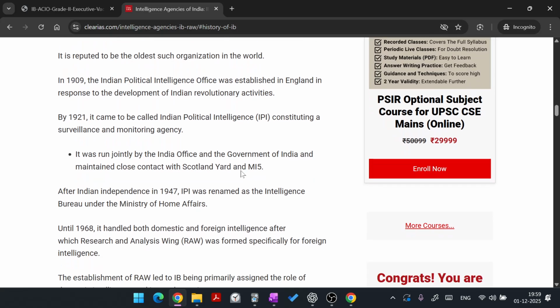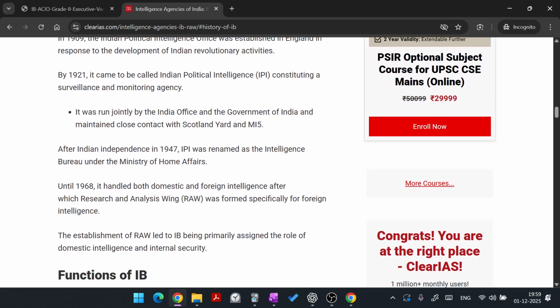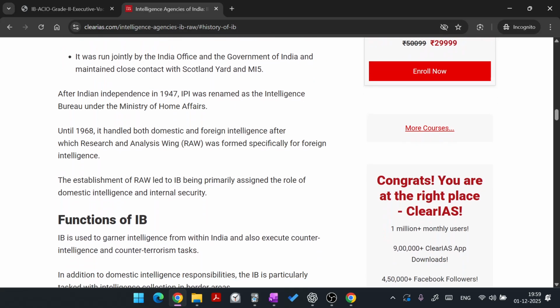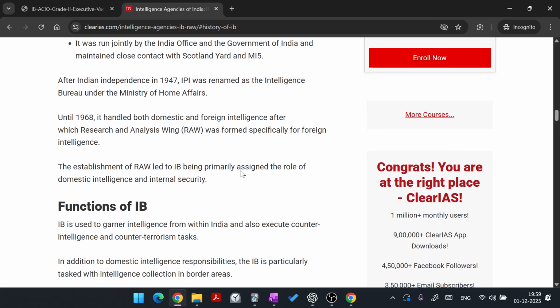In 1909, it was renamed, and in 1921, it came to be called IPI, Indian Political Intelligence. It was run jointly by India Office and the Government of India and maintained close contact with Scotland Yard and MI5. I suppose you know that these are the intelligence agencies of the British government. And then after 1947, it was handed over to the Indian government under the Ministry of Home Affairs, which is its current status as well.